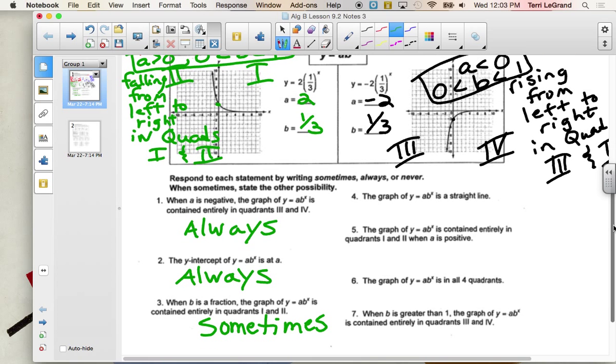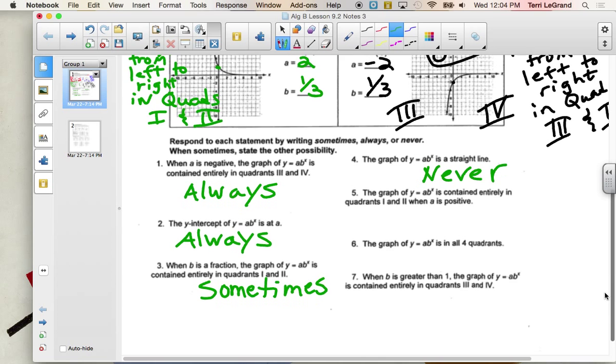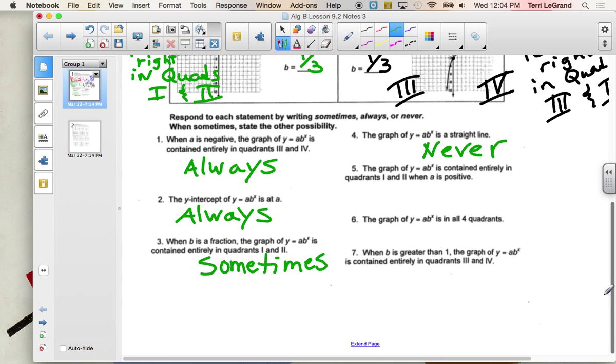Okay, number 4. The graph of y equals ab to the x power is a straight line. Never. That's an exponential function. Exponential functions will never give you a straight line. We know what kind of functions give us straight lines: y equals mx plus b, or ax plus by equals c. When x is not in an exponent and it's to the first power, that's when we get a straight line.